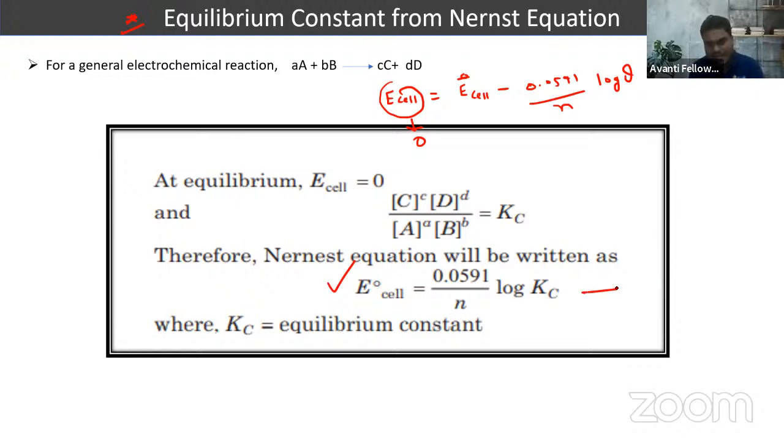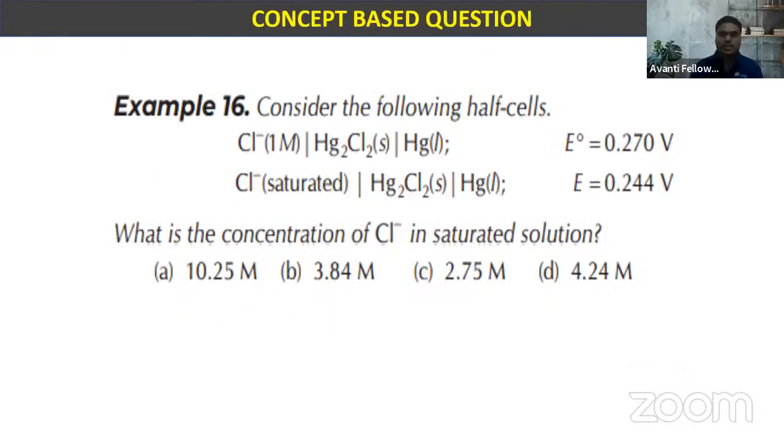So this is a very, very important relation which connects the equilibrium constant and the EMF of the cell. So this is how the EMF of the cell and the equilibrium constant are related to each other. Chalo. So we have a very simple question related to this. Try to solve this question.